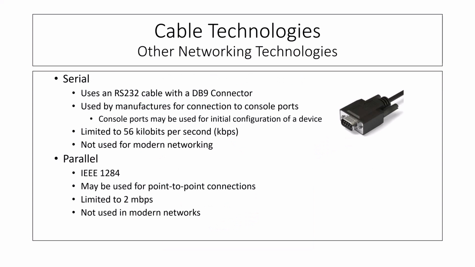Two other technologies we have in networking that you should be aware of. One is serial. This uses an RS-232 cable with a DB9 connector. A lot of manufacturers use this serial connection to configure our console ports. So we plug this into a console port, and we can then go in and configure our device for initial configuration. After that, we can browse to, or SSH or Telnet in some cases, to our device and configure the rest of it online.